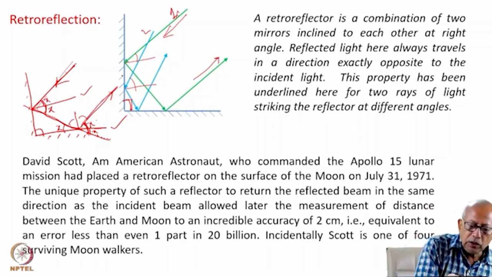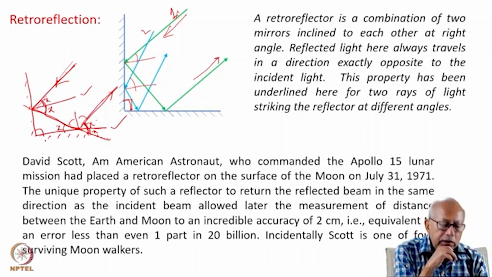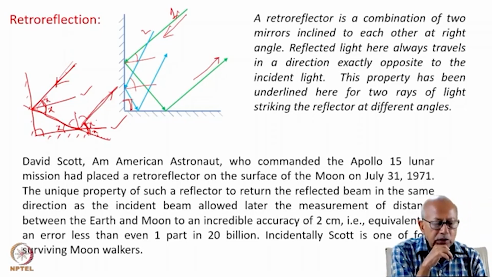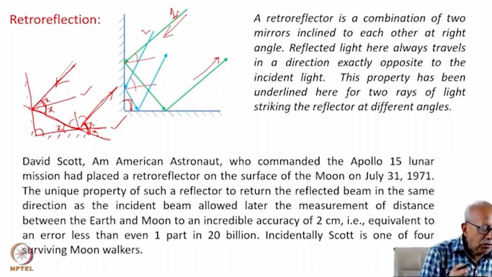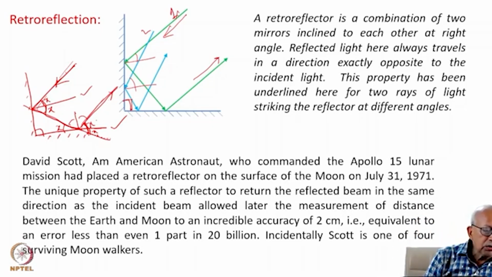Therefore, when two mirrors are inclined at a right angle to each other, they work like a retroreflector. I should mention here that later in this course, you will see how the positioning of a retroreflector on the surface of the moon made lunar laser ranging possible to an incredible accuracy.